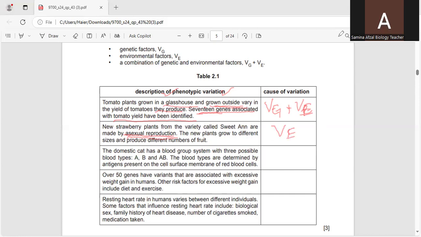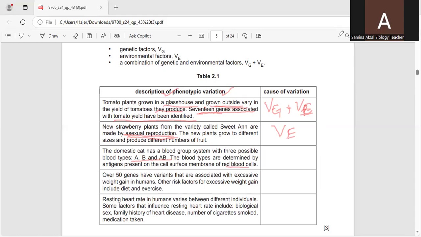The domestic cat has a blood group system with three possible blood types: A, B, and AB. The blood types are determined by antigens present on the cell surface membrane of red blood cells. The blood groups are A, B, AB. No environmental factors are involved in it.